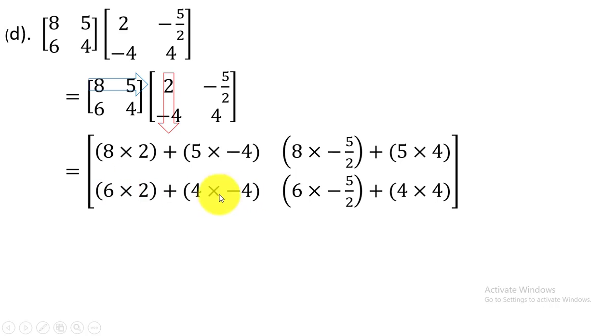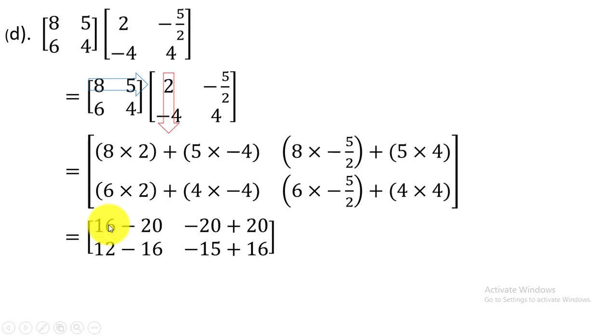Bottom left entry is obtained by the product of the second row with the first column: 6 times 2 plus 4 times -4. Bottom right entry is obtained by the product of the second row with the second column: 6 times -5/2 plus 4 times 4.